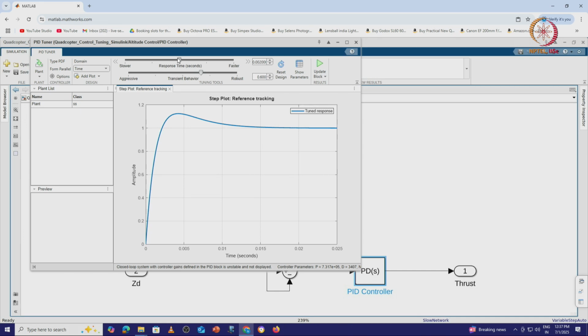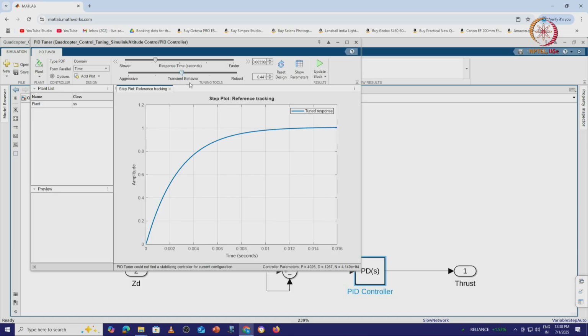You see the response time is too fast, you can reduce the response. Okay, so it becomes this much time it takes to reach, right? You can make it slower. If you see the acceleration is too high, you can reduce it. And if you want it to be very aggressive, which means you can accept overshoot, then the response will become aggressive.